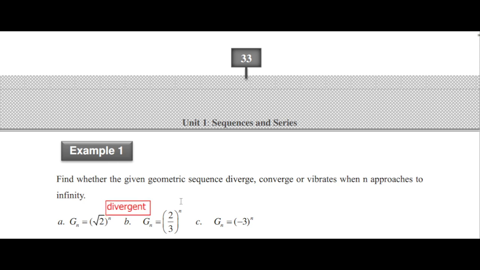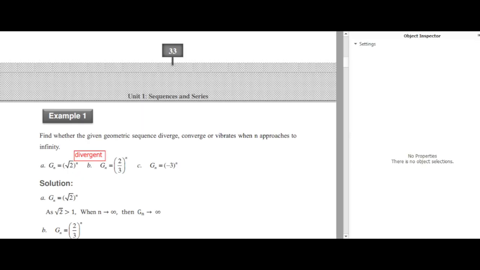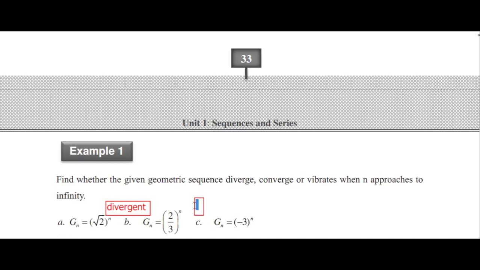Whereas (b), here we have 2/3. The common ratio 2/3 is less than 1. So this is obviously a convergent sequence. It approaches 0 as n approaches infinity. So this is a convergent sequence. (b) is convergent.